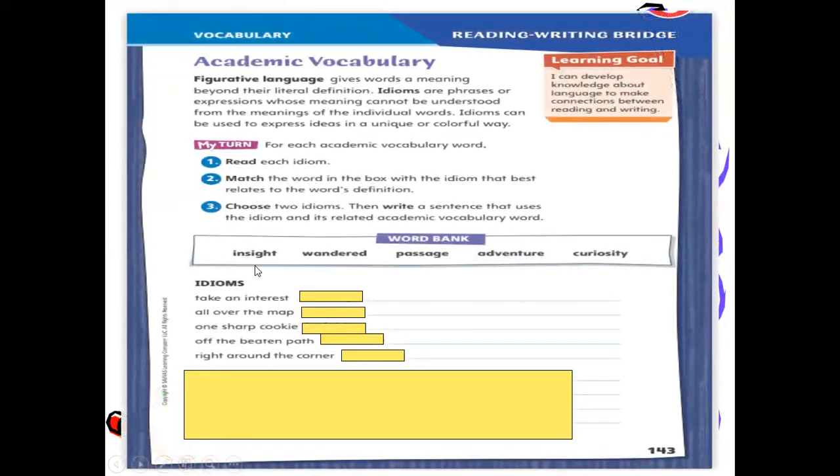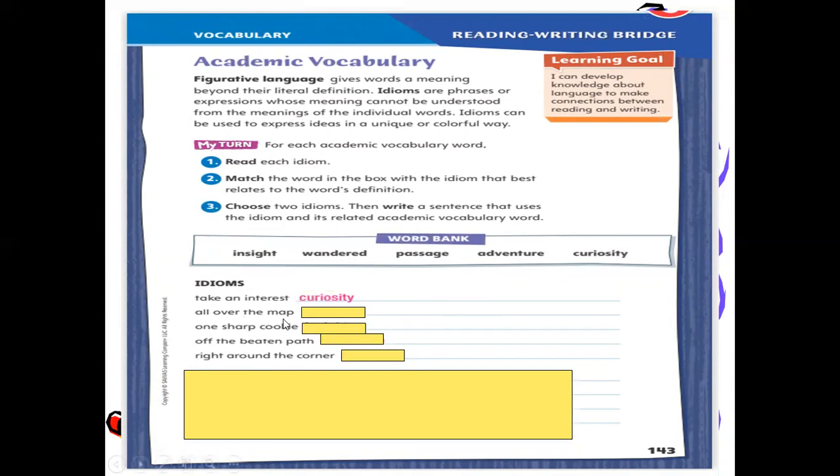Here, what do you think here? We have insight, wandered, passage, adventure, and curiosity. Take an interest. The idiom is take an interest. Which one do you think will work? Take your time. Is it insight, passage, curiosity? Which do you think? It is curiosity. Very good. It is curiosity.